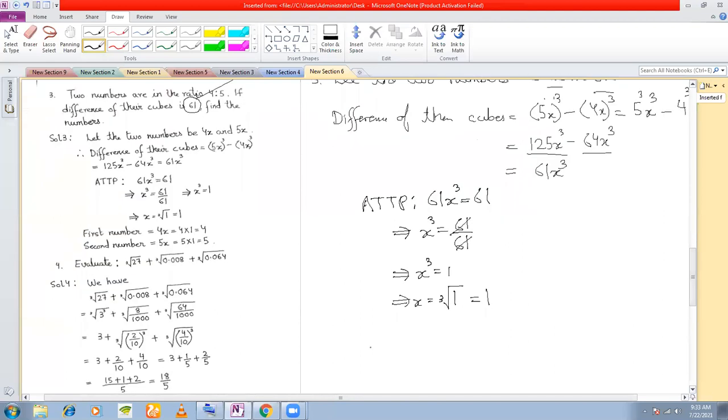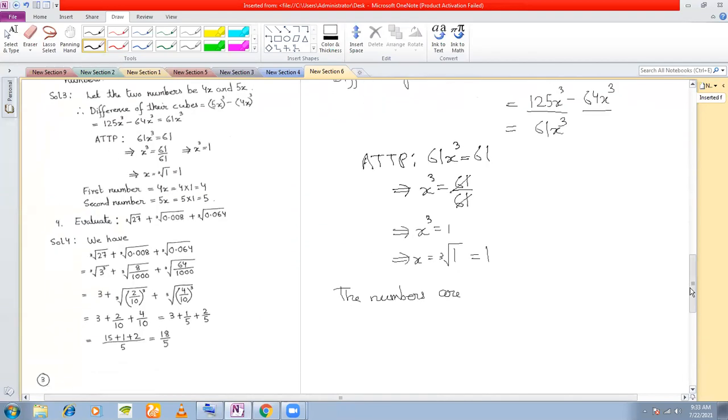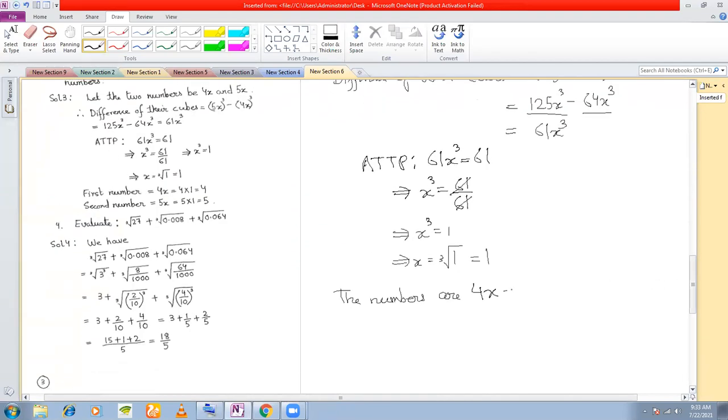So what are the numbers? We had taken the numbers as 4x and 5x. 4x is equal to 4 into 1, which is 4, and 5x, putting the value of x, is 5 into 1, which is 5. And that's your answer. Clear with this? The numbers are 4 and 5. Yes, sir. And last sum for today.